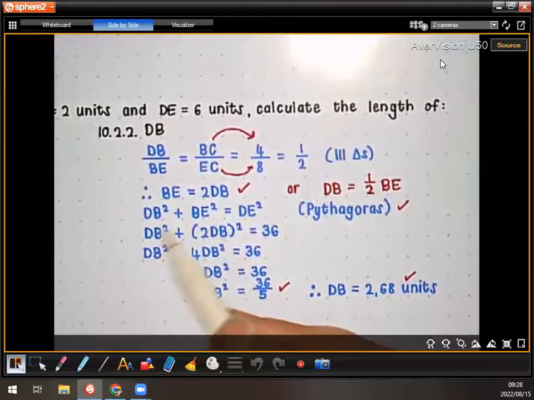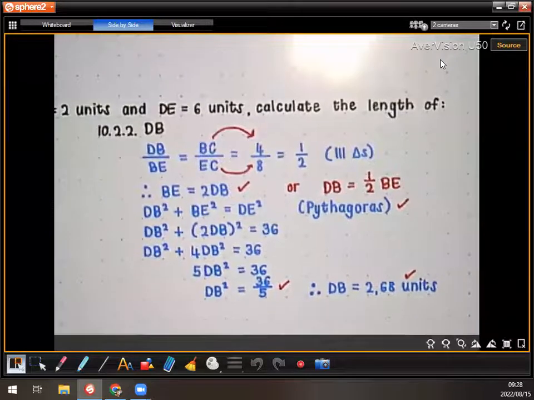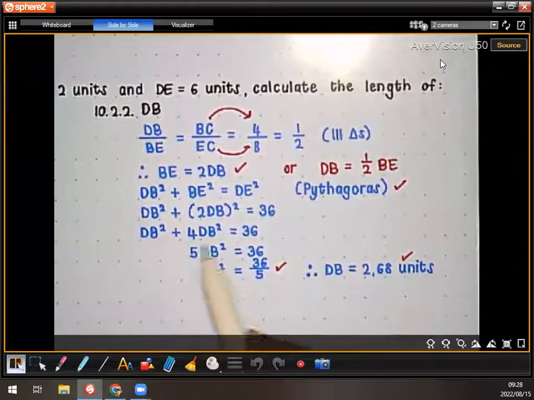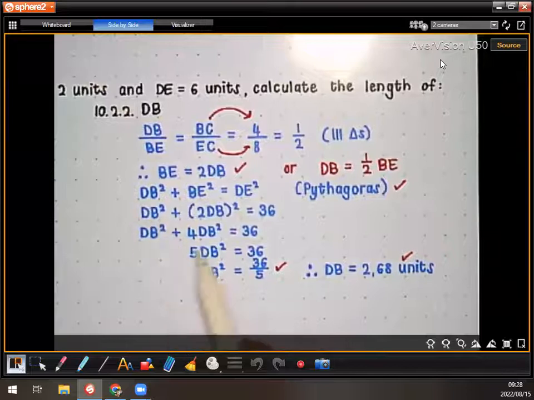So that I don't have a DB and a BE, because I don't know what BE is. Then if you square that, you get 4 times DB squared. Then I added those together, 5 DB squared. Your working here, obviously, could have been slightly different from mine, that's fine. And then you get DB squared on its own, I divided by 5, and then I square root it.